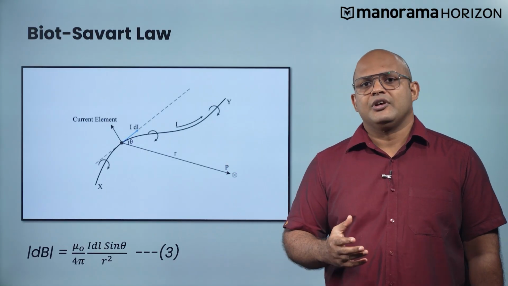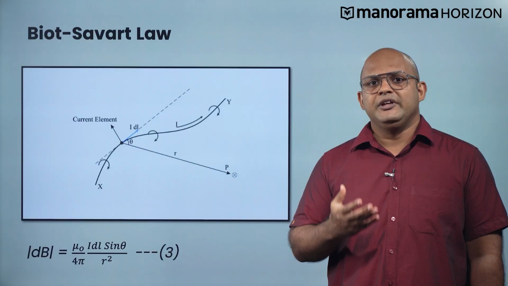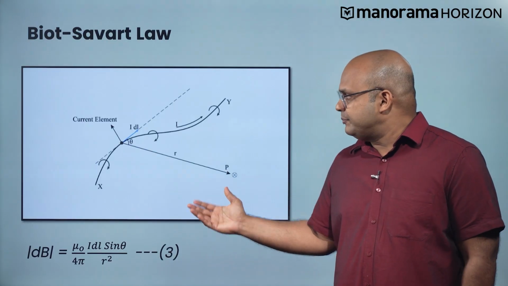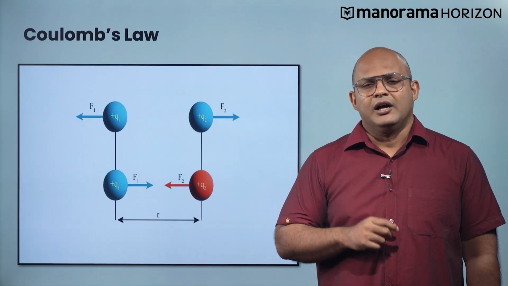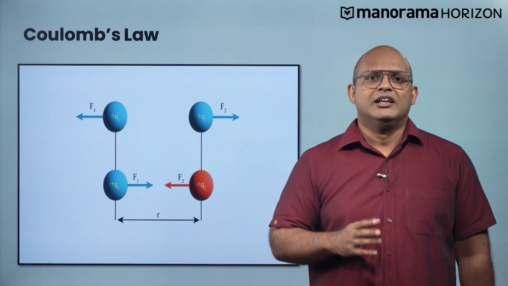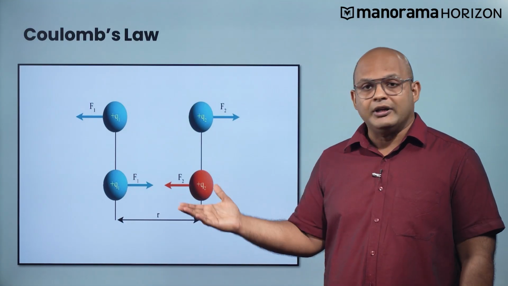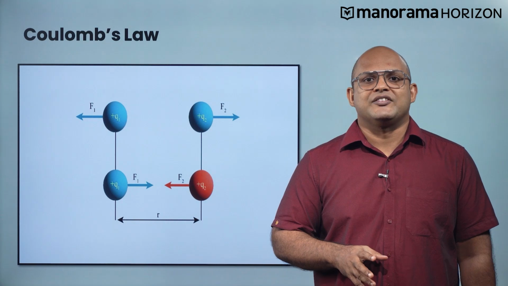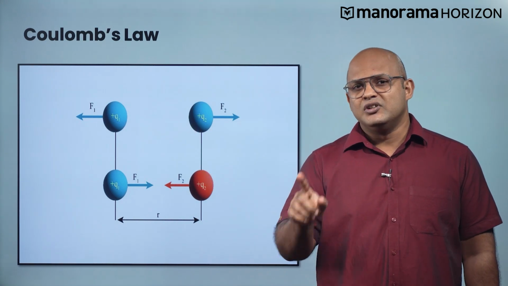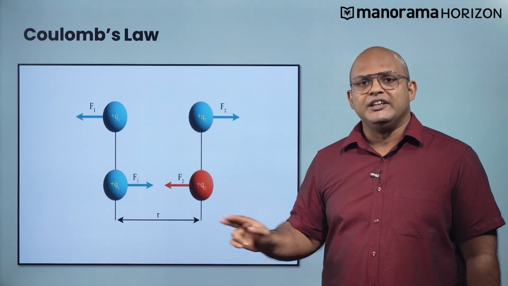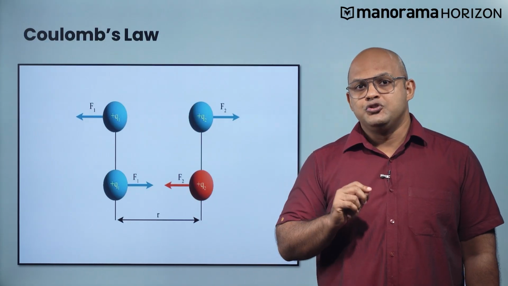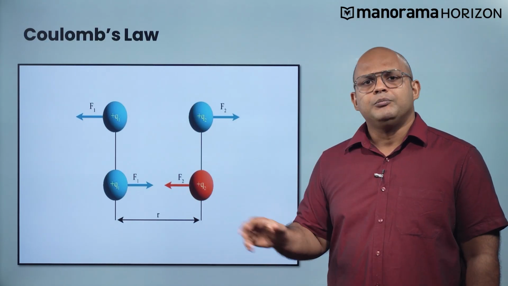Getting back to the image and solving for the cross products, we get the equation for the magnitude of the magnetic field at point P due to the element dl. Another law that we have to understand is Coulomb's law, which states that the force of attraction or repulsion between two charged objects is directly proportional to the product of their charges and inversely proportional to the square of the distance between them. This force acts along the line joining the two charges, considered to be point charges.